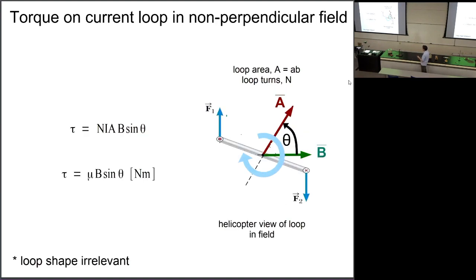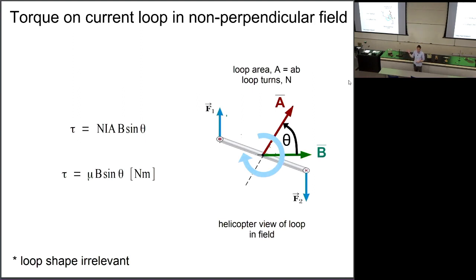This is a more general version of that torque that is experienced by a current loop. The only extra thing in here is a sine theta. This sine theta is the angle between the magnetic field B and the area vector A that describes the loop. In the prior example, if you remember, I started with a special geometry.